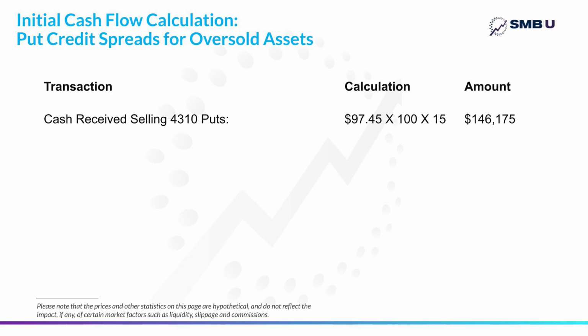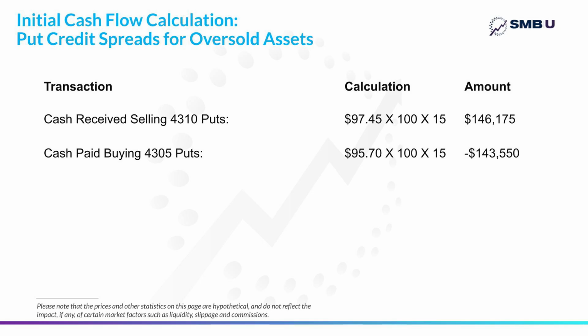And so starting with those 43.10 put options that we sold, as you can see, we sold them for a price of $97.45. But remember, those put options pay off at a rate of $100 per point. And so you multiply that price by 100, and you sold 15 of them. And so when you multiply it out, it comes to a cash inflow of $146,175 into your account. But then remember, you are simultaneously buying those 43.05 puts for a price of 95.70, which results in a cash outflow of $143,550.